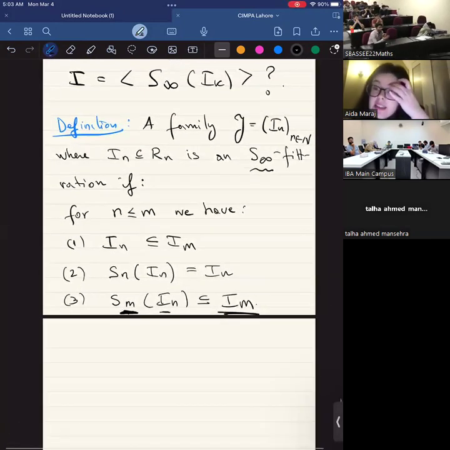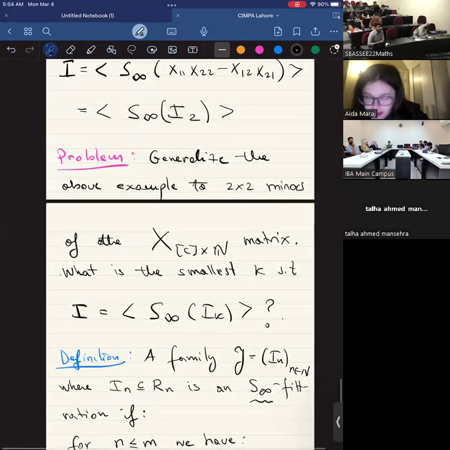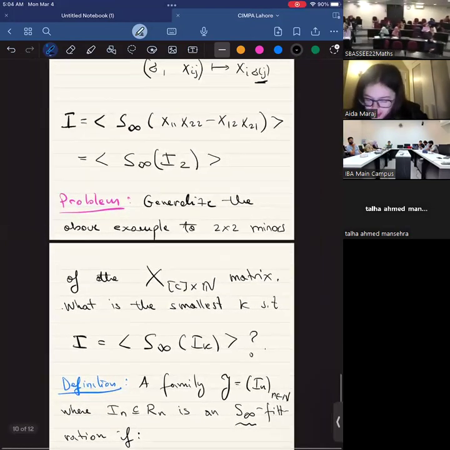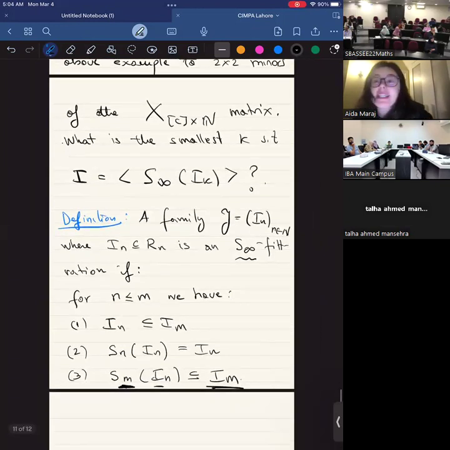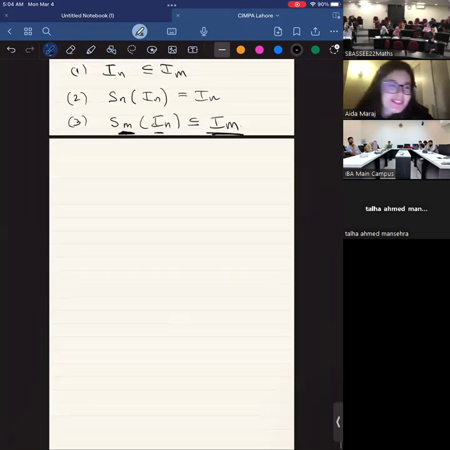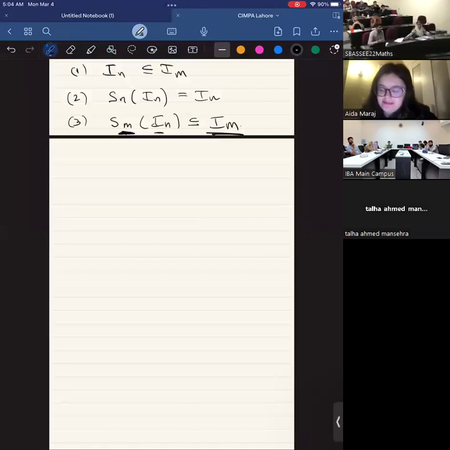In the problem you proposed, only the first two columns are enough to generate the whole ideal, right? So the value of k will be 2, and only two columns are enough to generate the whole ideal. Yes. You can also go to another problem with n by n, but yes, your answer is correct, because the action is just shifting the rows and shifting the columns.